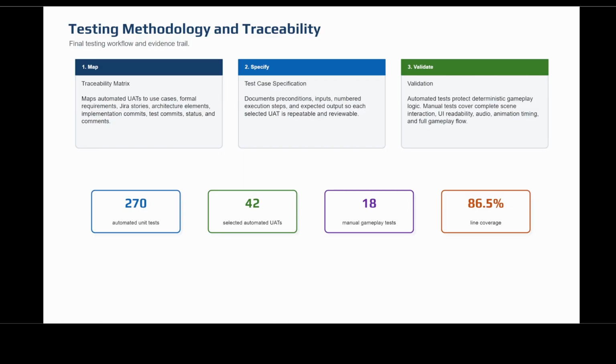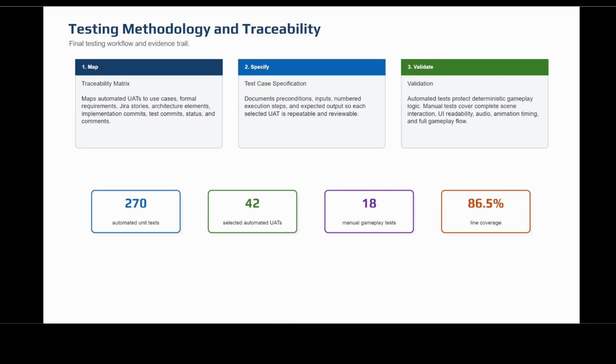Automated tests focus on deterministic behavior that can be validated repeatedly, such as dungeon generation, room navigation, combat rules, loot selection, item effects, trap timing, and run state. Manual tests cover behavior that is better validated through actual play, such as visual layout, audio feedback, complete scene interaction, and overall feel. The final suite includes 270 automated tests, 42 selected UATs that are from the automated tests, 18 manual tests, and 86.5% line coverage.